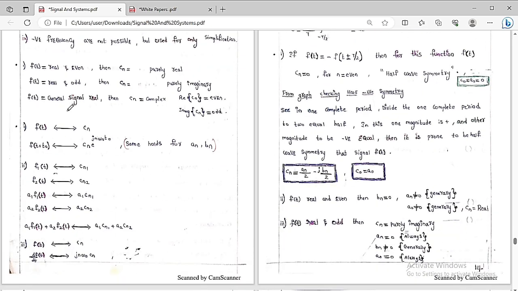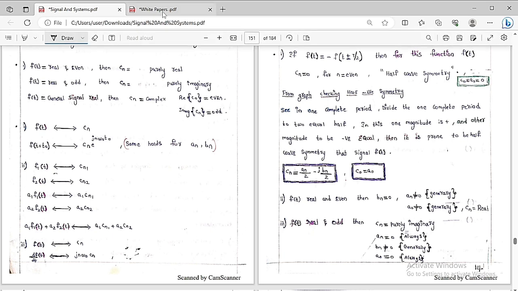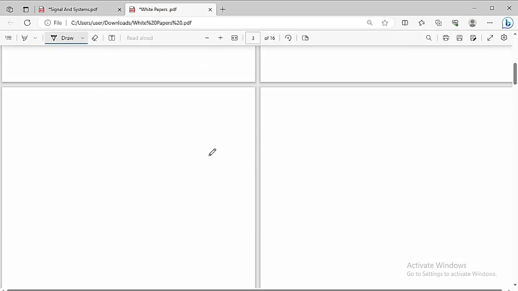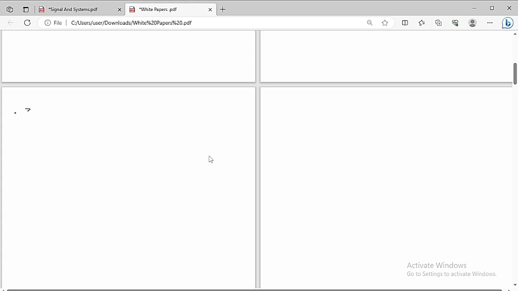Now the next point is, suppose f of t is a real and even signal. I have already told you the meaning of this. Suppose f of t is real and even, what is going to happen? Then f of t is equal to f of minus t, and normally we say it is an even signal.